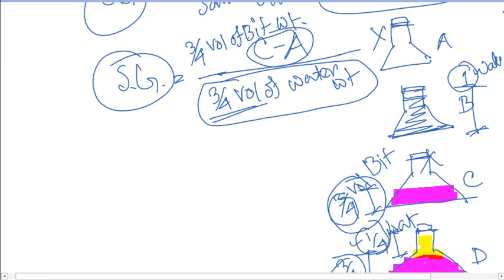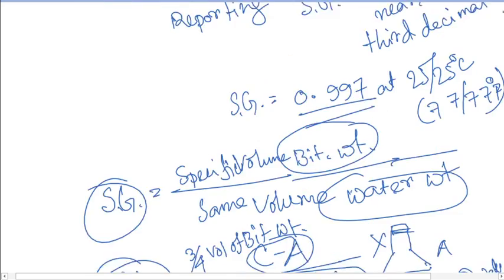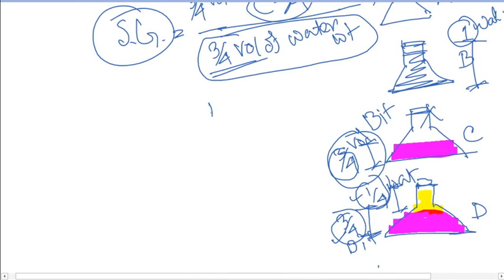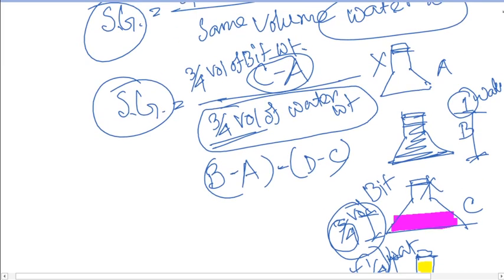According to the formula, we have B minus A minus D minus C. So what is B minus A? The picnometer will be cancelled out, and only the full volume of water will remain. So I can say B minus A is 1 volume of water weight.